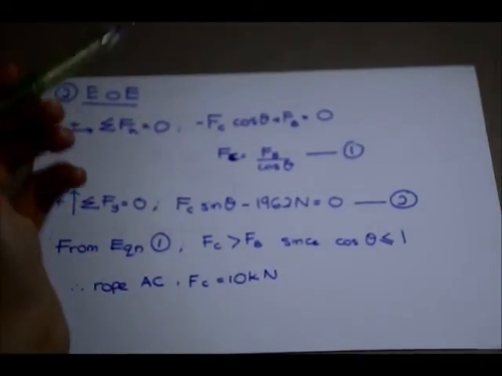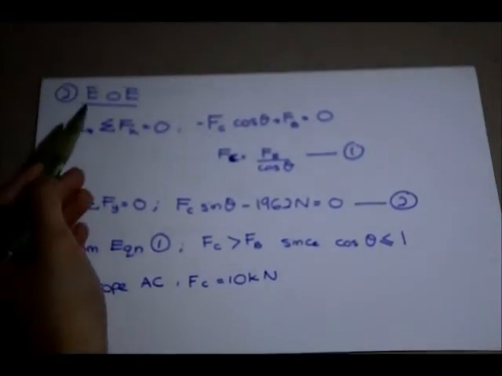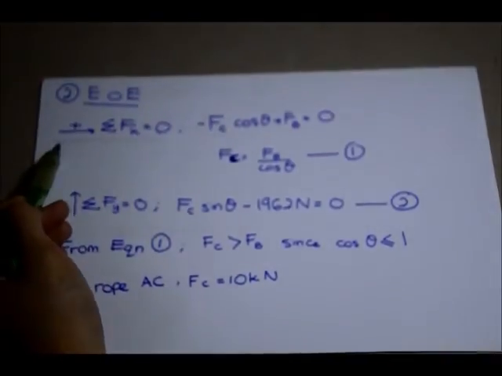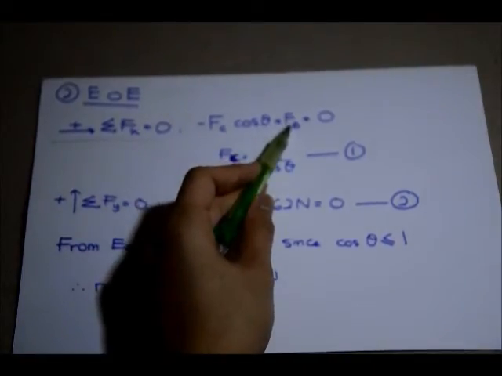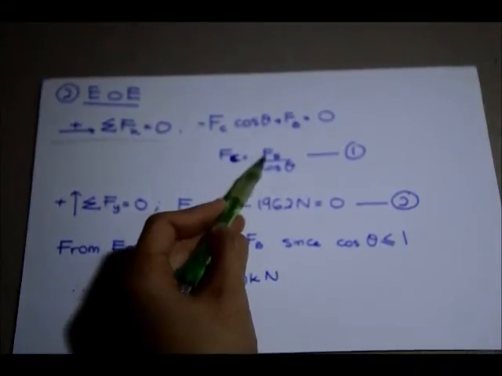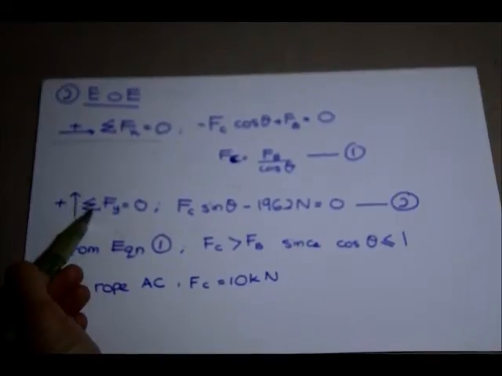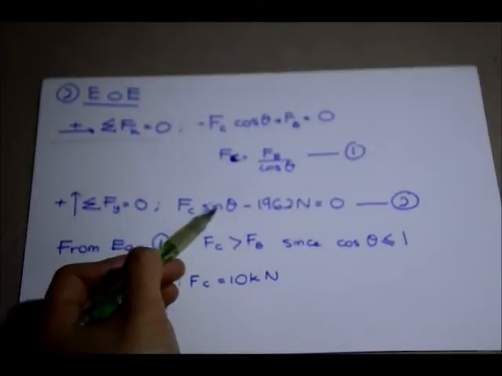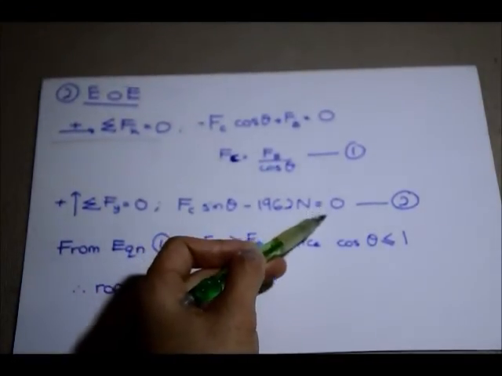Next step is applying the equation of equilibrium. We know that the summation of forces in the x-axis is equal to 0. So, negative Fc cos theta plus Fb equals 0. Then we get Fc equals Fb over cos theta. For the summation of forces in the y-axis, the second equation is Fc sin theta minus 1962 Newton equals 0.